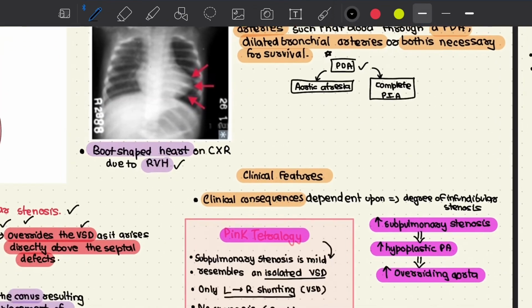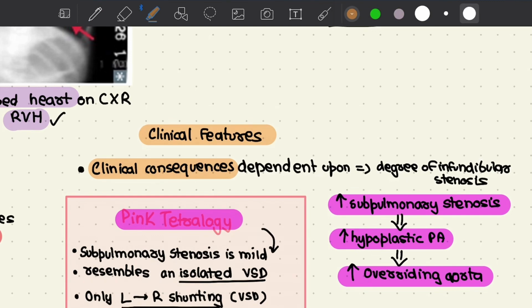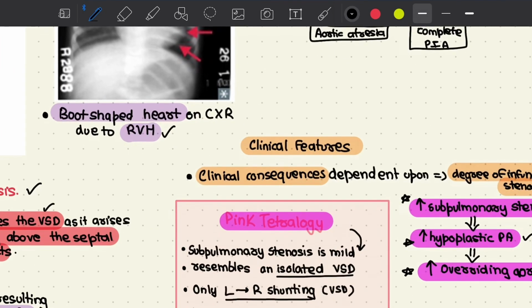So the clinical features that are associated with tetralogy of Fallot depend upon the degree of the infundibular stenosis. The greater the degree of the infundibular stenosis, the more hypoplastic the pulmonary artery, and the more prominent the features of an overriding aorta. And sometimes we get an unusual phenomenon known as a pink tetralogy, and pink refers to the loss of cyanosis that is often seen in this tetralogy.